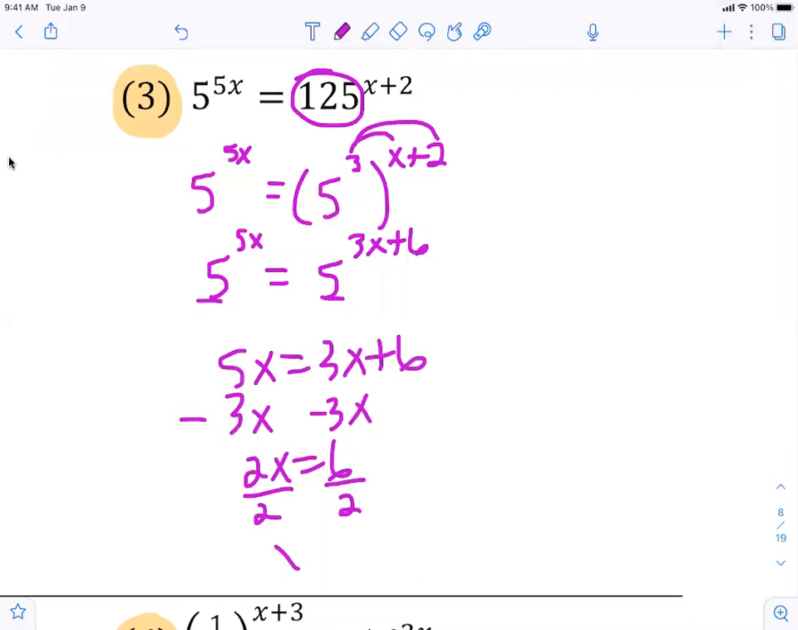And last step is going to be to divide by 2, and we get our answer of x equals 3. Now, could you try it out if you really wanted to? Sure, you could plug it back in.